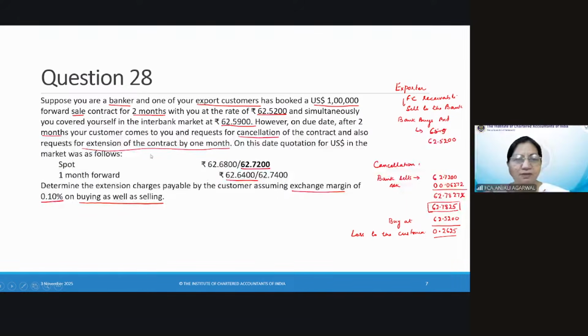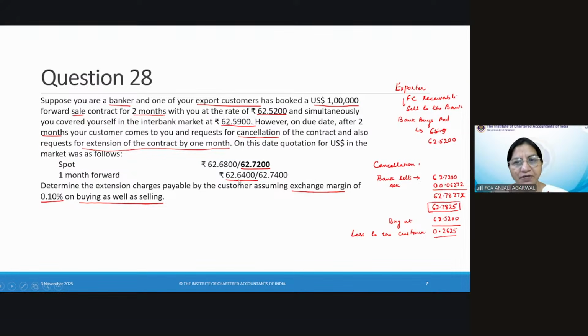But here, he's not just saying that I want to cancel, he's also saying that I want to extend the contract by 1 month. So we need to give him a new quote which would be applicable to the exporter after 1 month. Spot rates were given, 1 month forward rates would be given. So exactly after 2 months, we'll not just cancel his contract, but we'll also give him an extended price for the extension of the contract by 1 month. So after 1 month, 1 month forward rates would be applicable, which are given.